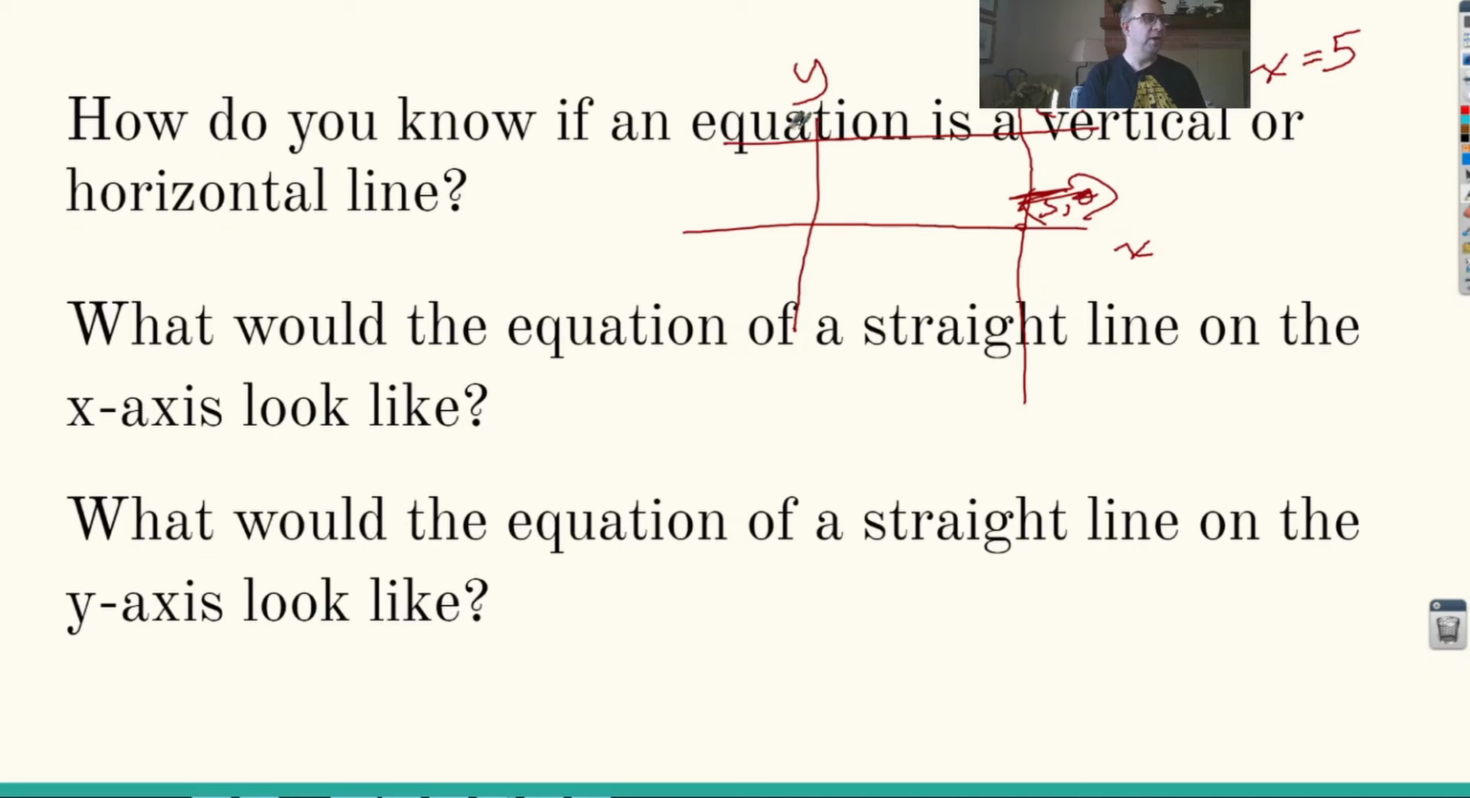And a horizontal line, the y is always going to equal the same thing. So let's say y equals 3, that would be 0, 3, or this one would be 5, 3, etc. I keep messing up.